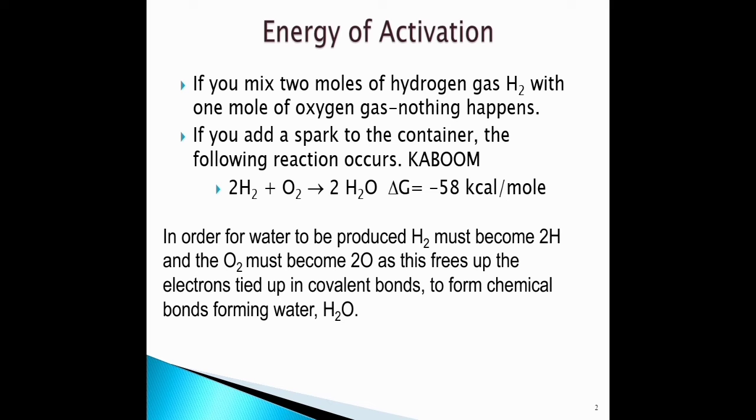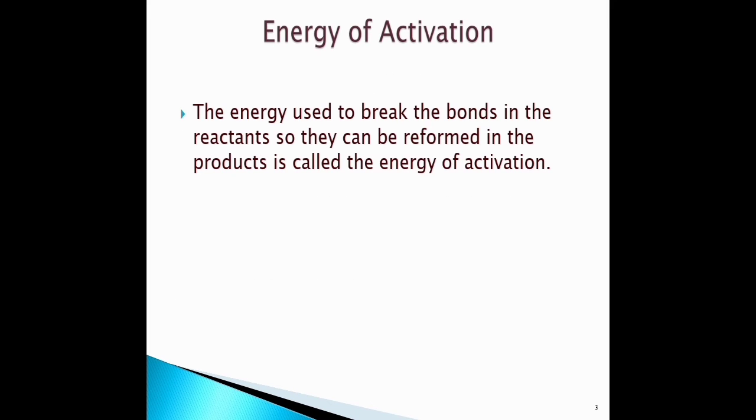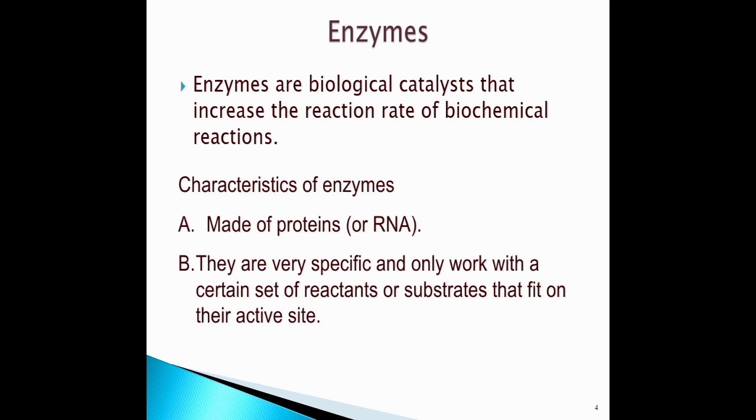In order for water to be produced, H2 must become 2H and the O2 must become 2O, as this frees up the electrons tied up in covalent bonds to form chemical bonds forming water, H2O. Energy of activation: the energy used to break the bonds in the reactants so they can be reformed in the products is called the energy of activation.